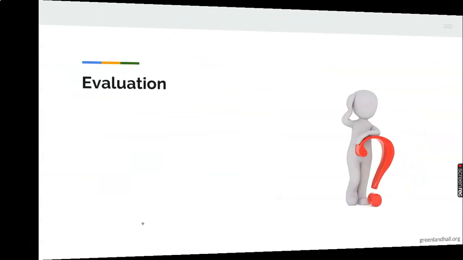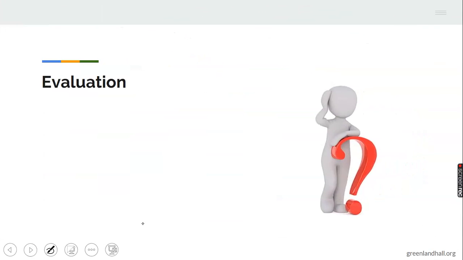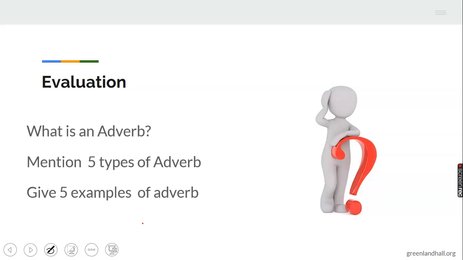Okay, now let's quickly go to the evaluation page. I will be asking you some questions. I will expect you to answer them. So the first question I'm asking is, what is an adverb? I told you the other time that I'll be asking you this question at the end of the class. So what is an adverb? It is a word used to modify a verb, an adjective, and another adverb.